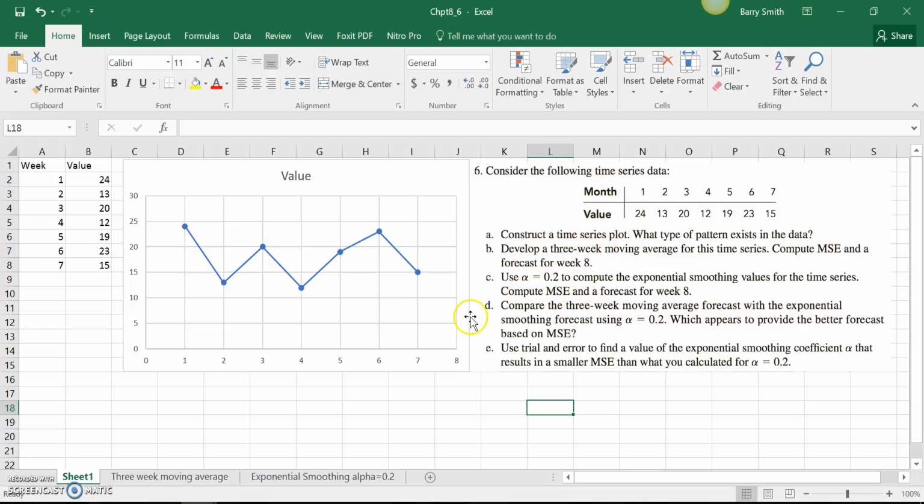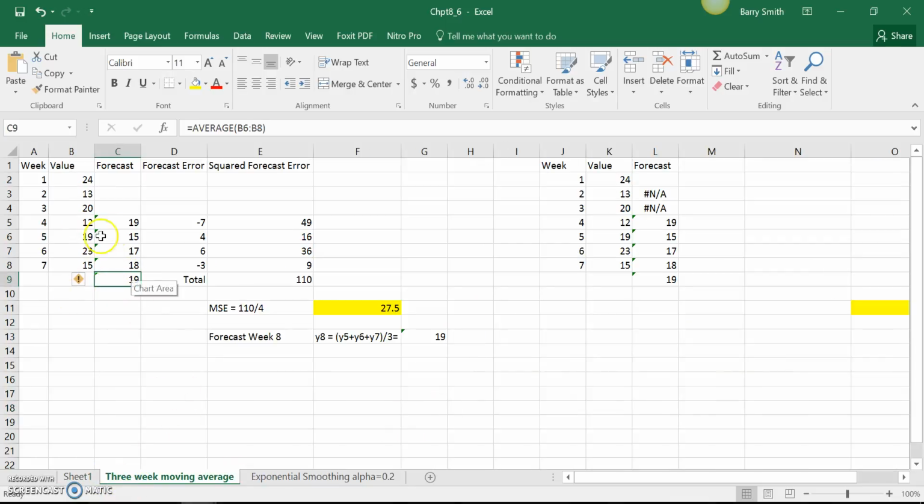Alright, so then we're supposed to develop a 3-week moving average. I'm going to show you 2 different ways. First way is just using the equations in the book. So this is our data. Now for a 3-week moving average, we're going to skip the first 3 weeks, and then the next item is going to be the average of those first 3 weeks. And that's what we do here. We take the average of B2 through B4, and that gives us that.